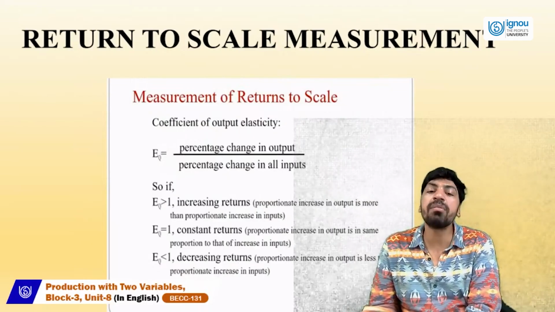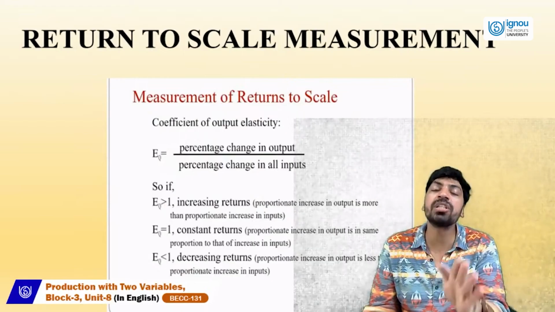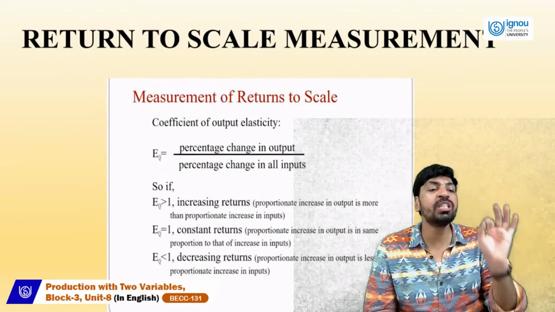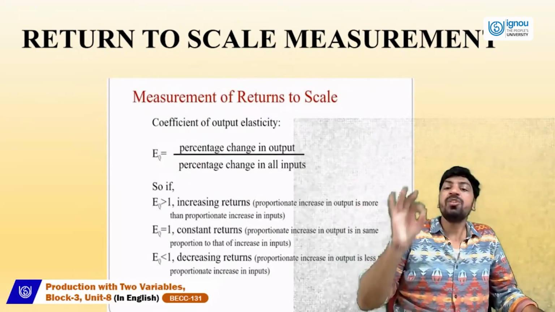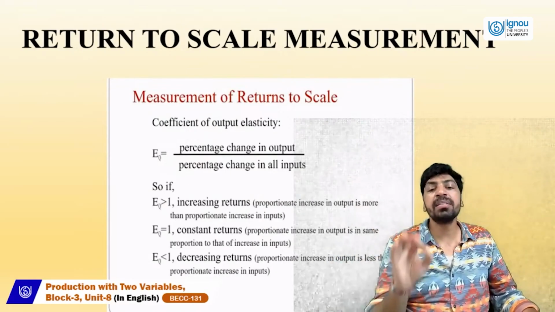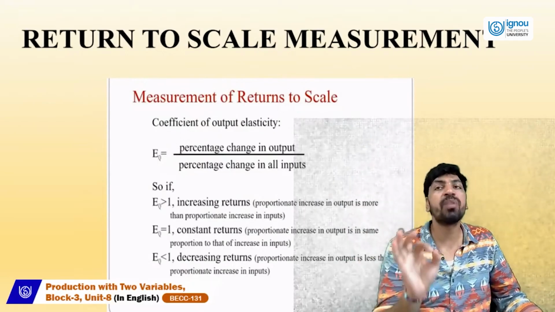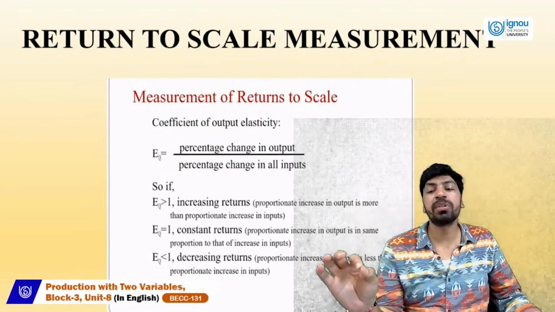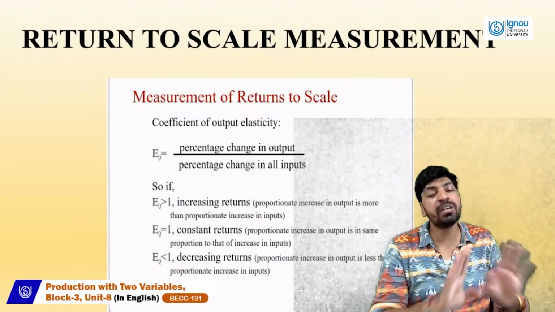When we talk about increasing returns to scale, if the change in output is more than the change in inputs, it is called increasing returns. If the change in output is the same as the change in inputs, it is constant returns. If the change in output is less than the change in inputs, it is called decreasing returns.